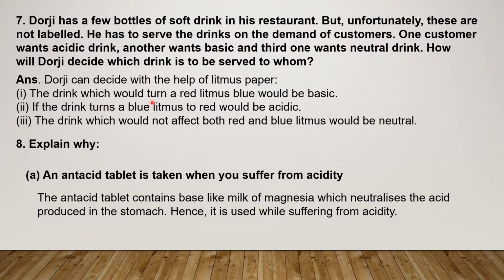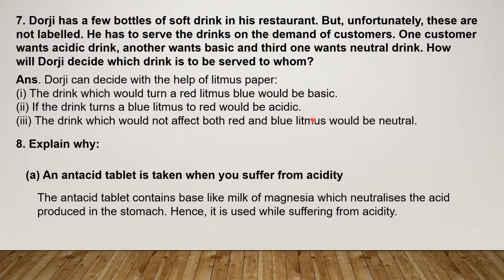The drink which would turn a red litmus blue would be basic. If the drink turns a blue litmus to red, it would be acidic. The drink which would not affect both red and blue litmus would be neutral.